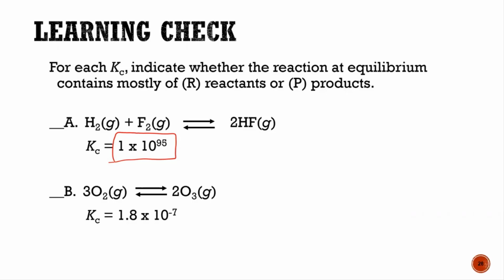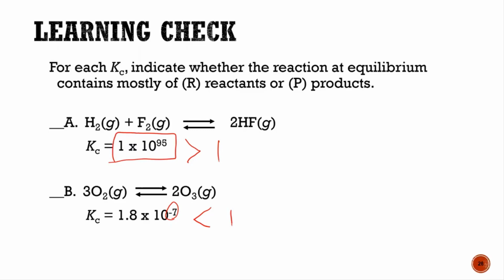Anybody? I know that's probably an obvious question. That's why no one wants to answer it. But is 1 times 10 to the 95 bigger or smaller than 1? Bigger. So this is much larger than 1. Right? If I go to 1.8 times 10 to the negative 7, that's a negative exponent, means it's less than 1. We talked about that way back in week 1 with the metric system, when we were using that as a guide.